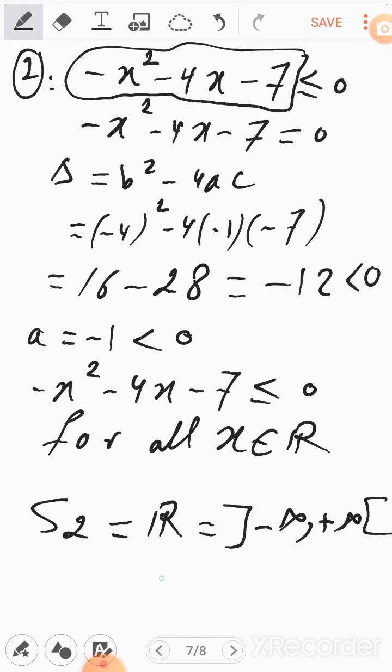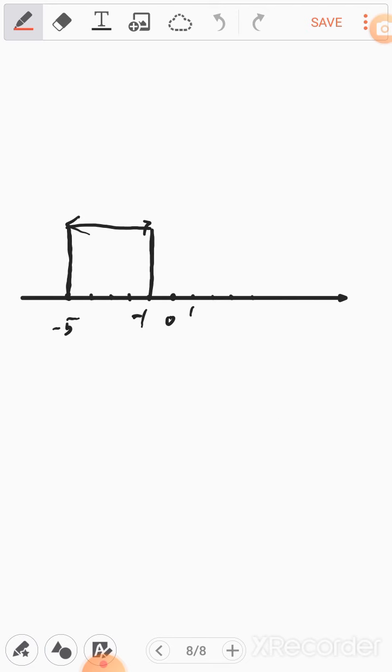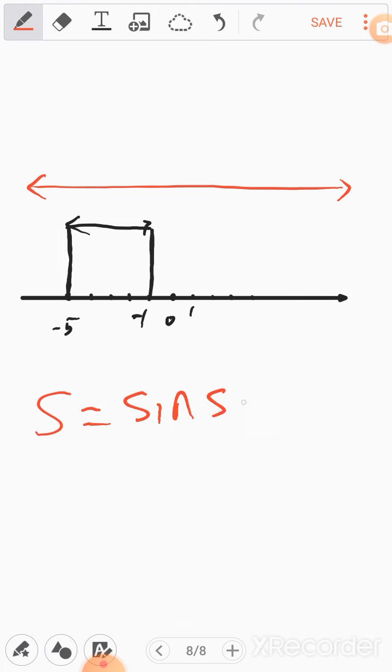Now the second one, let us represent this solution on the number line. S2 is all R. All R. This is S2. So what is the intersection? What is the common region between these two solutions? S, which is equal to S1 intersection S2, is equal to minus 5 to minus 1 closed, because minus 5 and minus 1 are part of the second solution. The common region here.